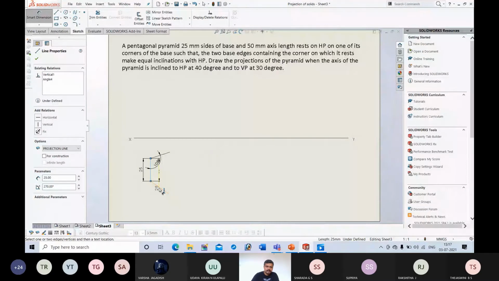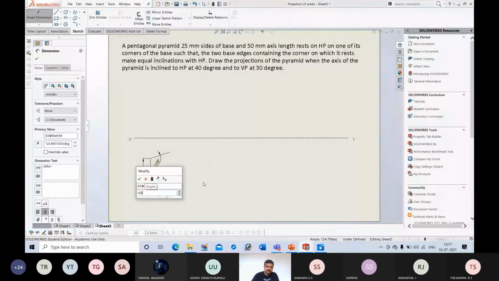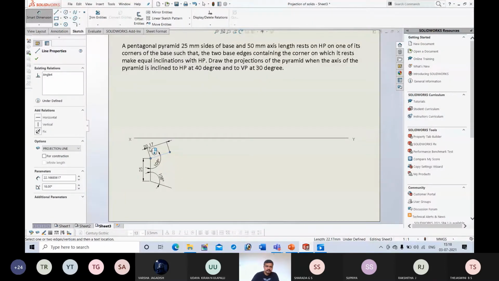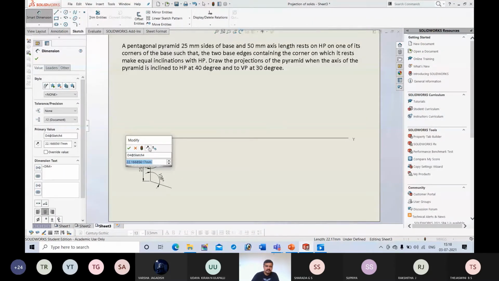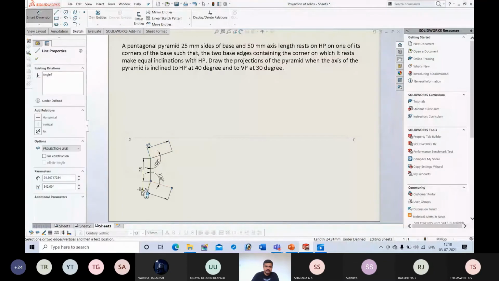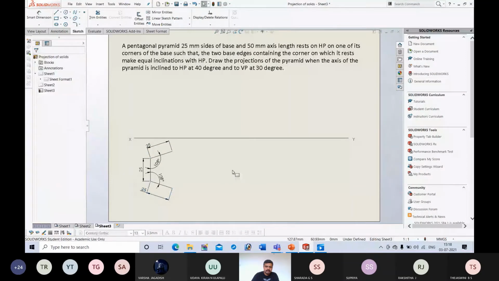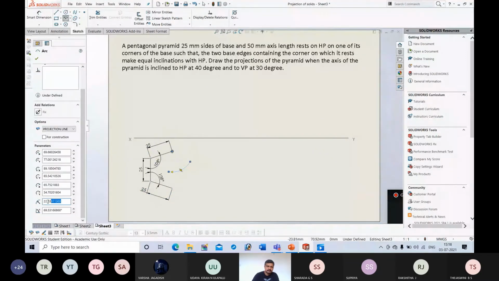Okay, then the length of these two sides also 25. Okay, next, after drawing three sides, use compass. So here I will use center point arc. You should use compass. Draw an arc. Radius will be 25.